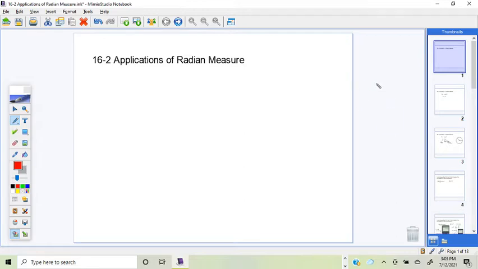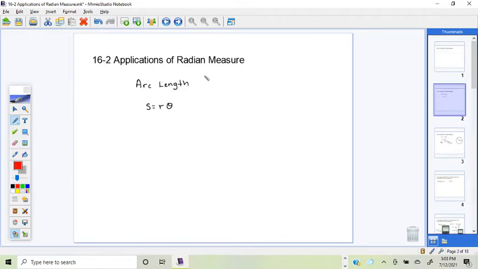So it doesn't do us much good if everything is all theoretical. So there are things that can actually be done with these things. So let's jump right into basically some word problems that would deal with radian measure and a couple of formulas.